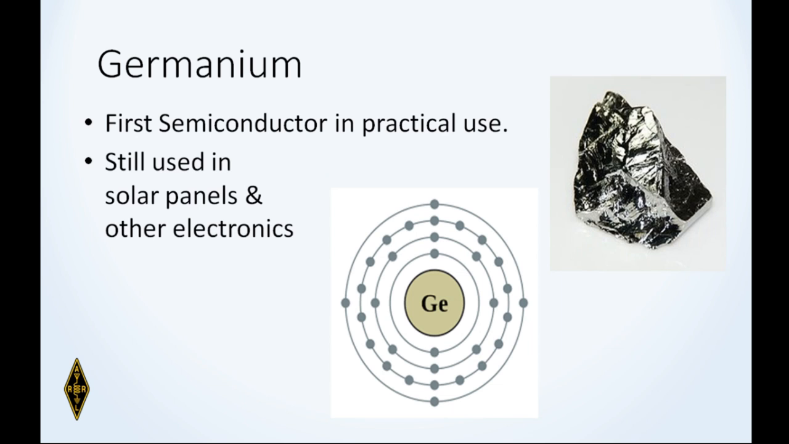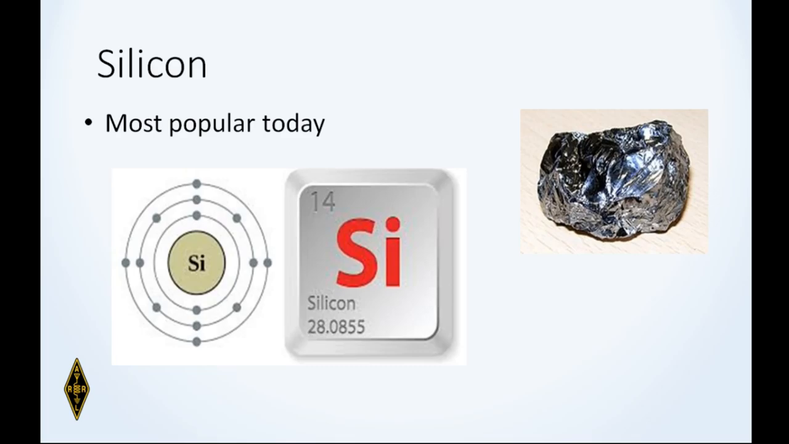For transistors and other more advanced applications, one of the first materials used was germanium. Germanium is still being used for solar panels and some specialty electronics, but I used to repair radios and TVs, and the early radios and TVs that used germanium transistors would go bad over time. They'd get really leaky. So they moved on to silicon. Silicon is a much more stable material for making semiconductor devices. It doesn't have the leakage over time issues. And so this is what you'll see most of the time.